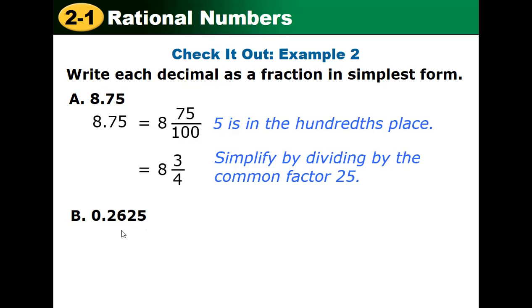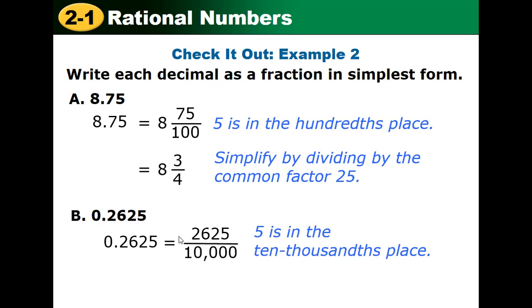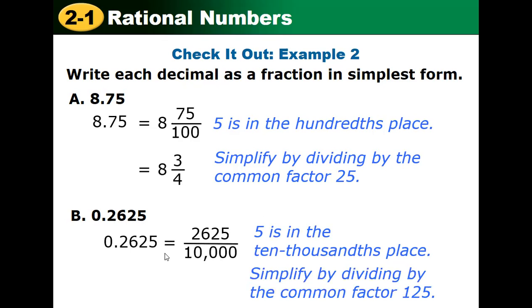This number, how many digits do we have after the decimal point? We have 1, 2, 3, 4, right? Which means the 5 is in the ten-thousandths place. Then we are going to keep the integer, and this part over 10,000. Okay, is this one relatively prime? No, we still have a common factor between numerator and denominator. We will divide both by 125. This is the common factor between them. Then the answer will be 21 over 80.